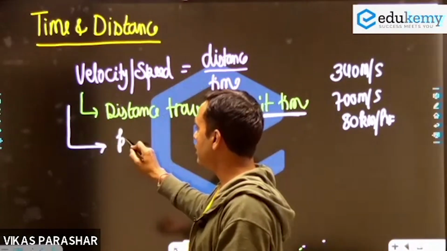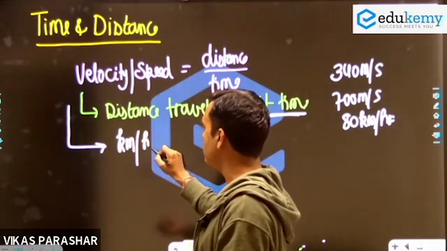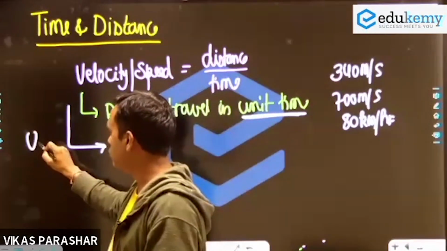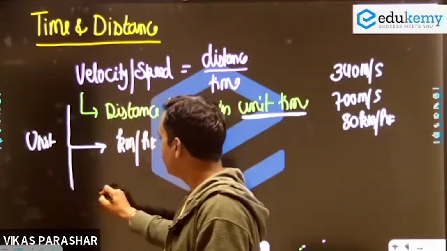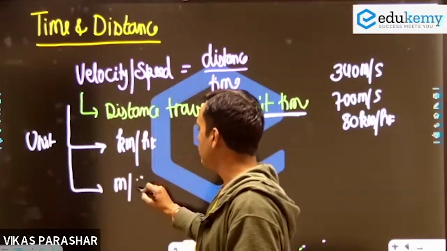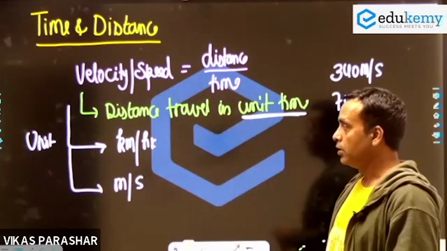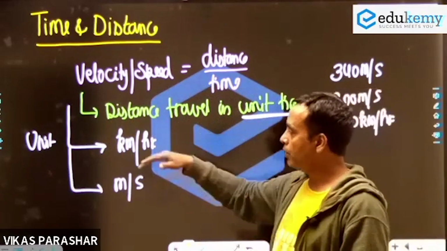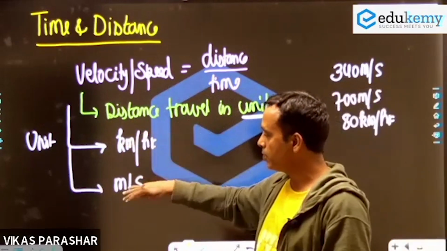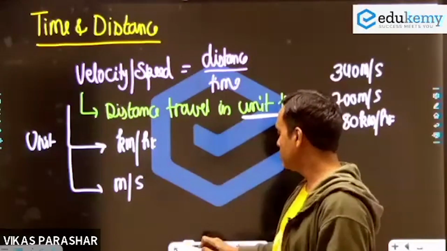One is called kilometer per hour. We can say these are the two units we generally use for velocity: kilometer per hour, or meter per second. Now, how can you convert kilometer per hour to meter per second, and meter per second into kilometer per hour? It is a very simple thing.